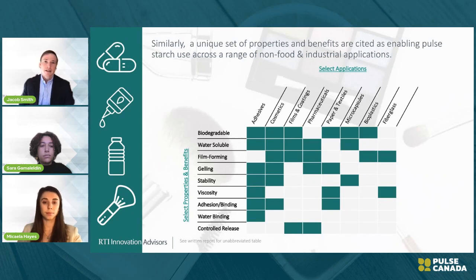Similarly, when you look at industrial applications or non-food applications in general, this is another truncated chart organized in the same manner. We don't see the same things pop up as mentioned most often for these applications. At the top of this list, you'll see properties and benefits like biodegradable, water soluble, film forming, gelling, a lot of the things that were mentioned by Janelle as helping enhance the value of pulse starch for applications outside of just your typical food or animal feed applications.